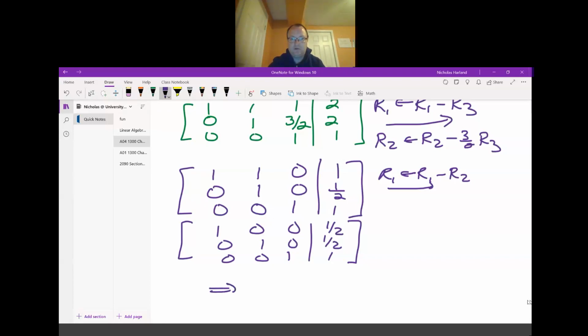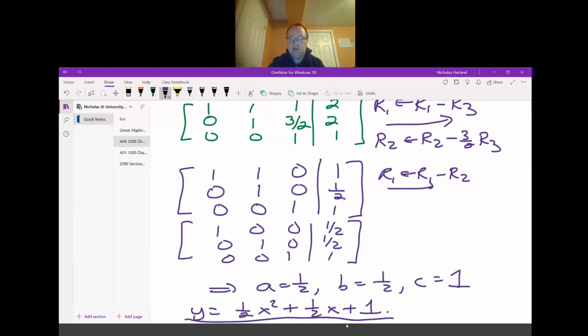So the first row says A equals 1/2. Second row says B equals 1/2. Last row says C equals 1, which we knew from the beginning. And so, as some people mentioned, y equals 1/2 x squared plus 1/2 x plus 1. And we have our parabola.